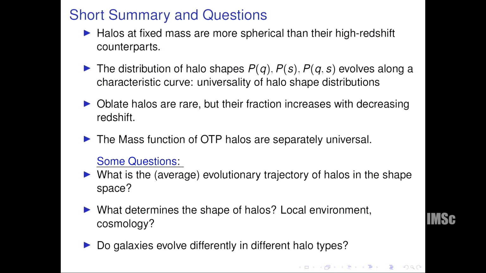Here are questions that one would like to address in the future. What determines the shape of halos? Is it local environment or cosmology? What we have not done is to track individual halos through their history, which would be interesting to look at. It would also be interesting to look at these rare halos, the oblate halos, and ask how galaxies form in them, or whether they are very different when you look at these halos.